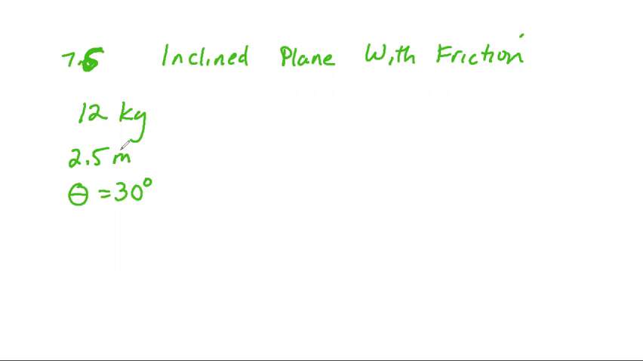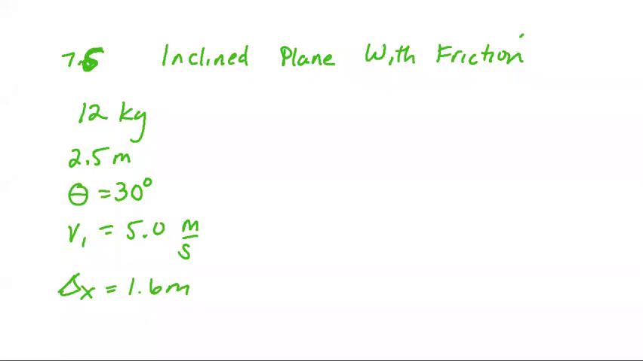A worker, ignoring friction, calculates he can do this by giving it an initial speed of 5 meters per second. So v initial equals 5.0 meters per second, and letting it go. But friction is not negligible. The crate slides only 1.6 meters up the ramp, so delta x equals 1.6 meters, and slides back down. A, find the magnitude of the friction force acting on the crate, assuming that it is constant. B, how fast is the crate moving when it reaches the bottom of the ramp? Okay, we're going to take care of all this.